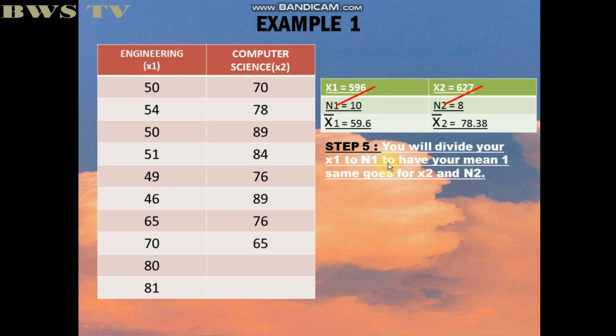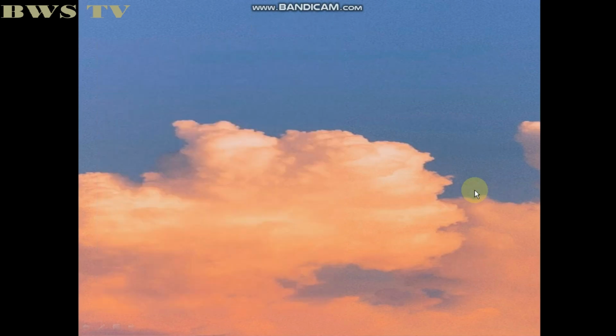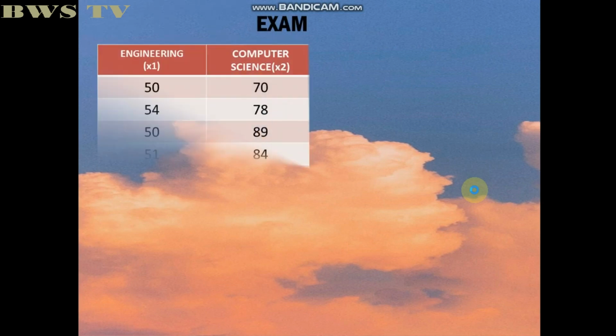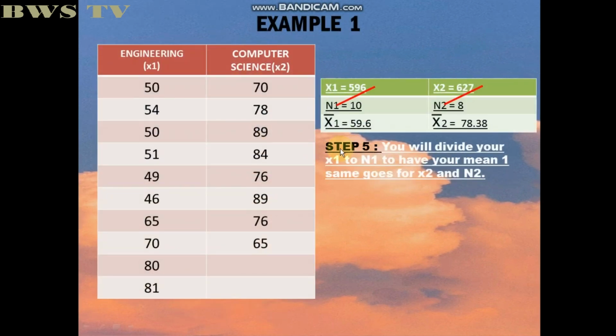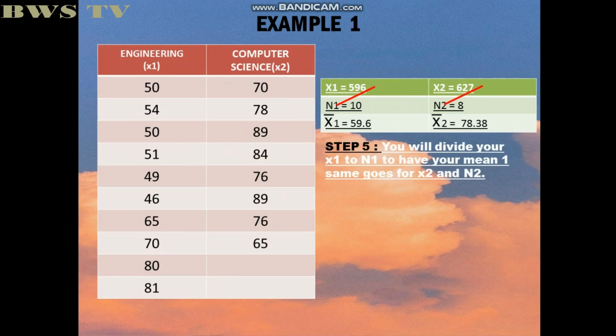Step 5: you will divide your x1 by n1 to have your mean 1. Once you have it, you divide it and that will be your mean 1. The laptop is bugging out. So once you have that, your mean 1 will be 59.6 and your mean 2 will be 78.38.